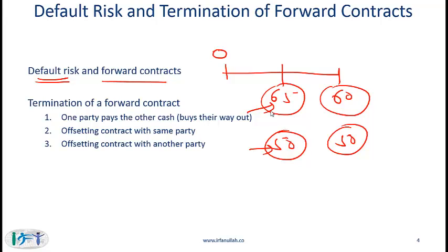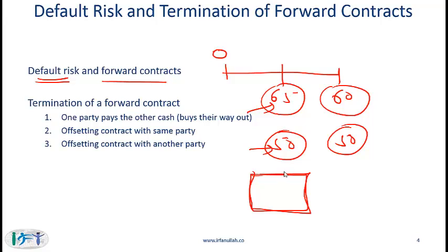65. So the long party has a certain value. That piece of paper that gives the long the right to buy the underlying for 50 is valuable. In level 2, we will learn how to calculate that value, but at this stage, you simply need to recognize the fact that the contract has value. So the party for which the contract has value also has some credit risk or default risk.